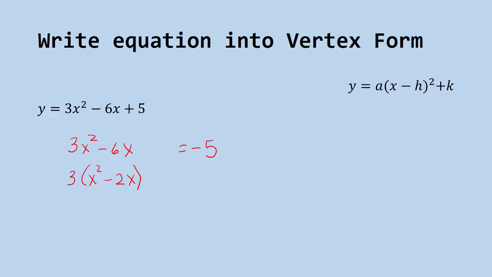Now, I'm going to do the same thing. I'm going to take half of -2 and square it. And so I'm going to end up with x squared minus 2x plus 1. And since we're used to whatever we do to the left side, we do to the right, I can now say, well, I've actually added 3 times 1, so I'm going to add 3 times 1 on the other side. This will get me -2.